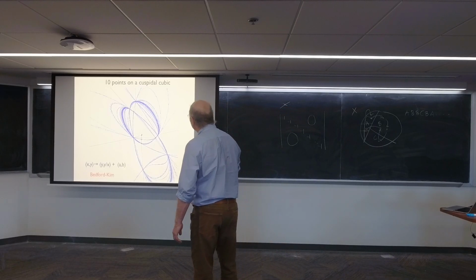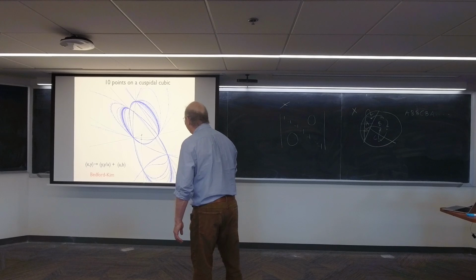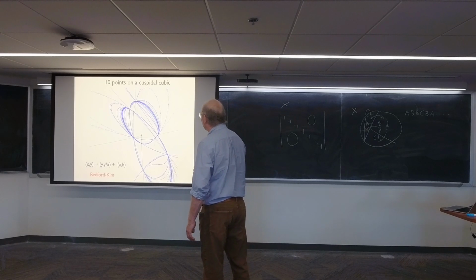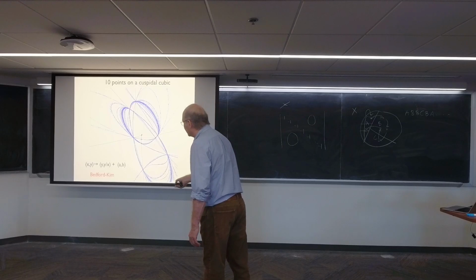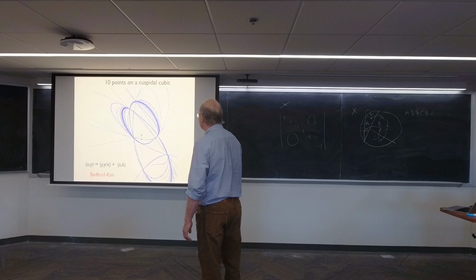Okay, so these lines are supposed to be black. These are the 3 coordinate axes, x, y, and the line at infinity. So see, I've written it in this form, so the coordinate axes have an intrinsic meaning.